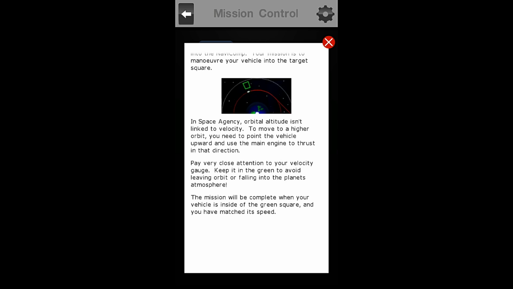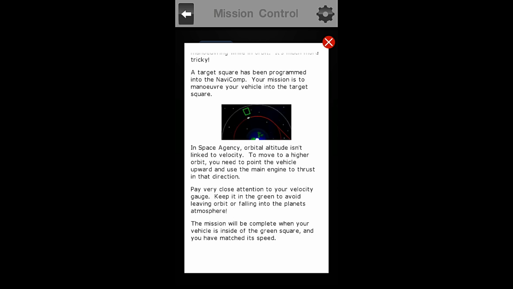In Space Agency, orbital altitude isn't linked to velocity. To move to a higher orbit, you need to point the vehicle upwards and use the main engine to thrust in that direction. Pay very close attention to your velocity gauge. Keep it in the green to avoid leaving orbit or falling into the planet's atmosphere. The mission will be complete when your vehicle is inside of the green square and you have matched its speed.